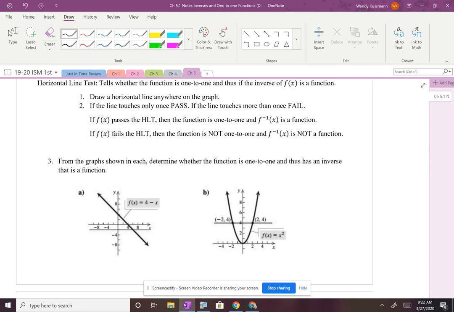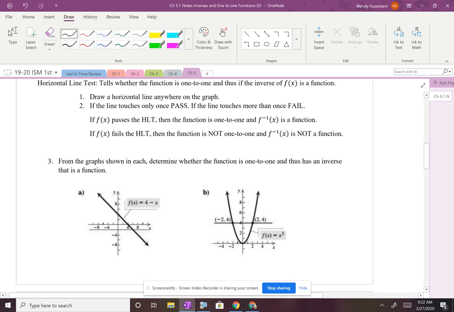Now, the horizontal line test tells you whether the function is one-to-one. So the thing you're looking at is one-to-one. And then it tells you if the inverse of what you're looking at is a function. So when you're looking at this, the inverse will flip over the line y equals x, which we'll talk about a little later. Doing the horizontal line test tells you whether the new function, the inverse, will be a function or not.